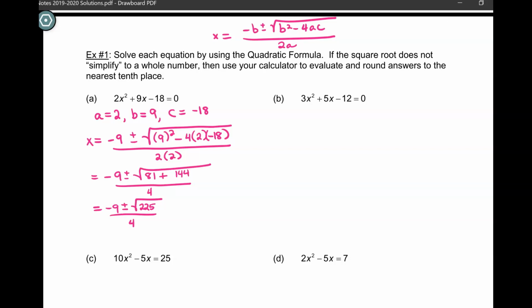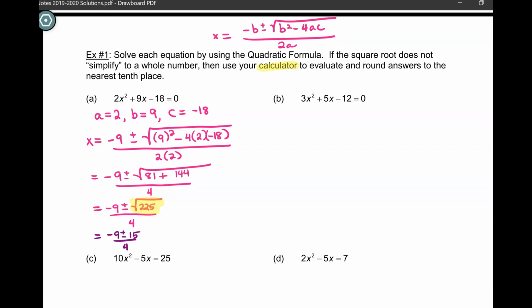So you have a calculator. I want you to use your calculator to evaluate. So what are we evaluating? We're evaluating the square root part. So go ahead and type in the square root of 225. We do end up with 15. So negative 9 plus or minus 15 over 4.